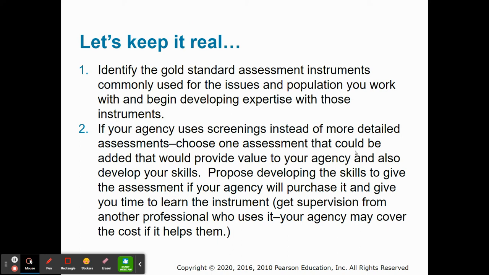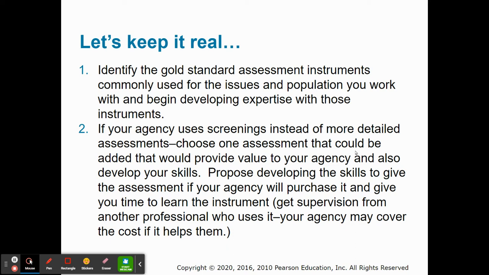I put this in because I do really want to try to keep it real. I have worked in agencies before where assessment was something that you did whenever you were doing an intake interview with somebody, and in the interview you were going to look at symptoms of depression and symptoms of anxiety and symptoms of behavior disorders or conduct disorder or whatever it was.